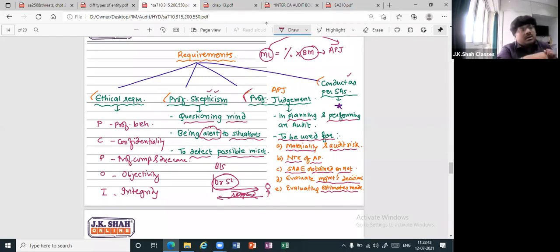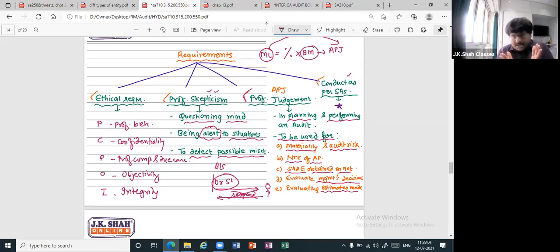Okay, doubt. What if the standard on auditing tells one thing, but law or regulation tells another thing? Which will prevail? Correct. Laws and regulations. So can I say standards on auditing can never override laws and regulations? Laws and regulations will always override standards on auditing. One more thing.